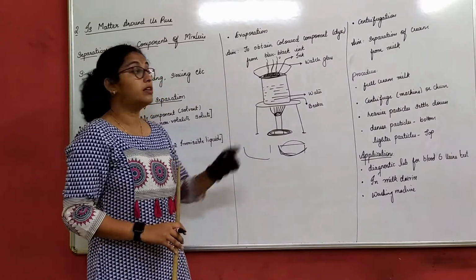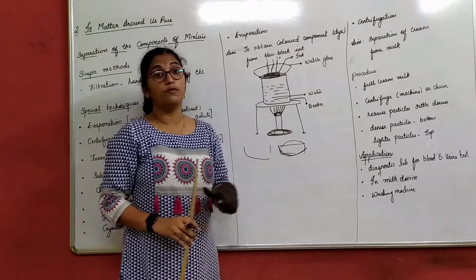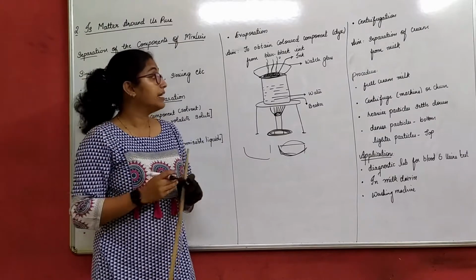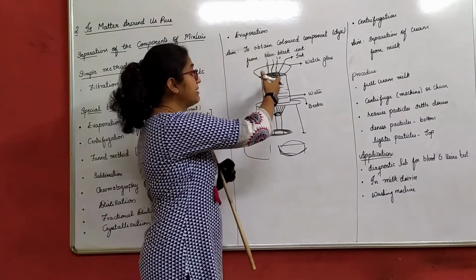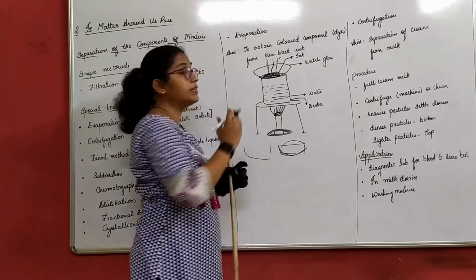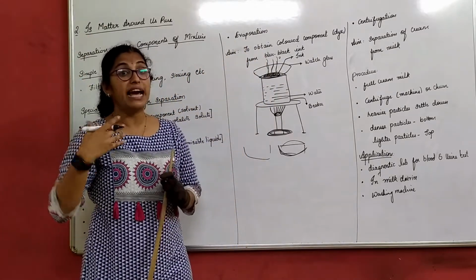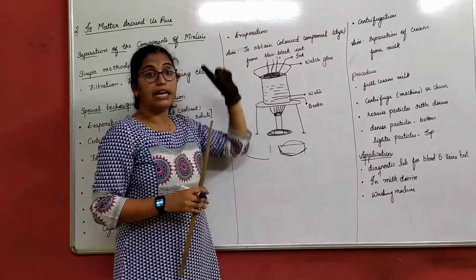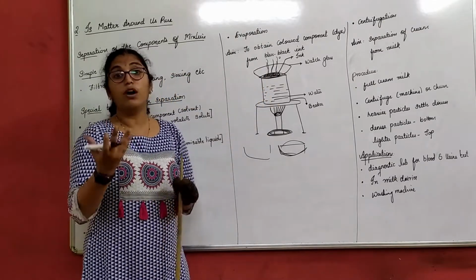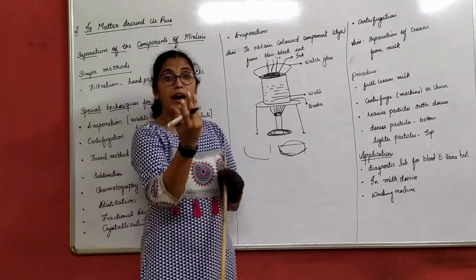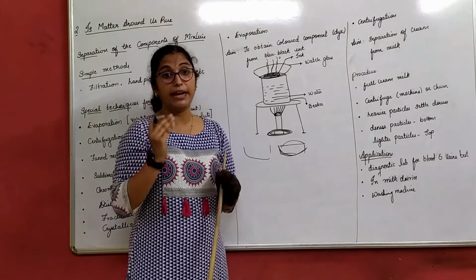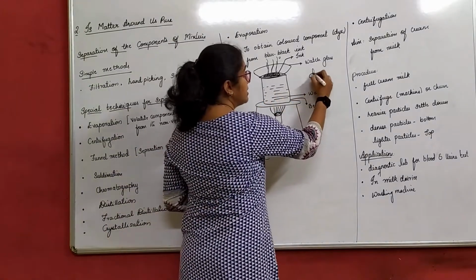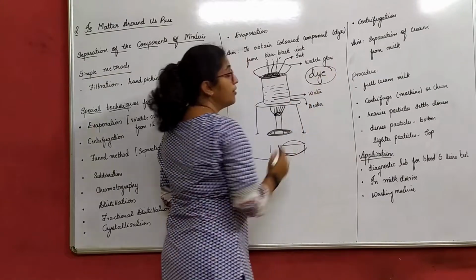Now, what do you observe? What is your interpretation on the watch glass? We had dropped a few drops of ink, right? Once we started heating and we saw the vapors, what was actually evaporating? The water content was evaporating, right? What remained then? Some dark black colored substance remained on the watch glass. What is that? That is nothing but dye, right?